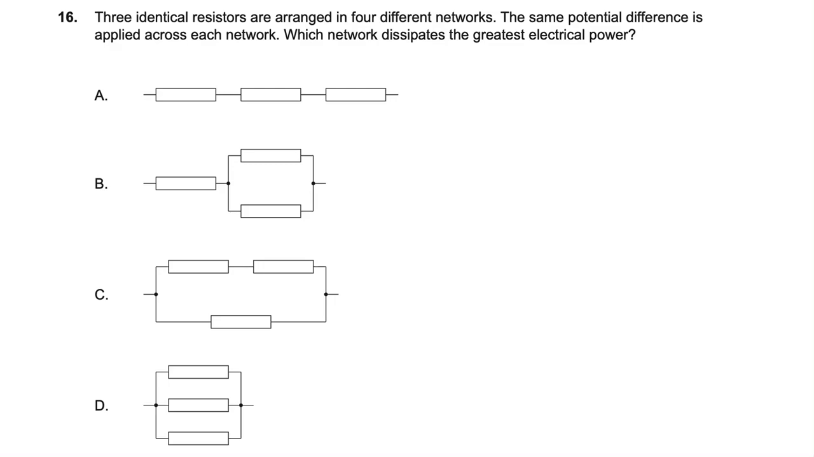Okay, here we go. This is very much a classic question, however, with a slight twist to it. As you'll see, we've got identical resistors arranged in different networks. We've got the same potential difference, and we want to know which one has the greatest electrical power. So, as ever, please have a look, and then when you're ready to go, click play to see the answer.